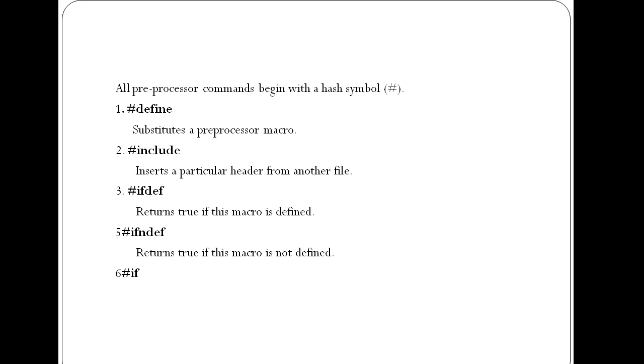Then another preprocessor directive we have is #if: if something, then do this, else don't do it. It tests if a compile time condition is true. If that condition is true, then it will execute the code. Otherwise, it will skip that particular code during compile time.